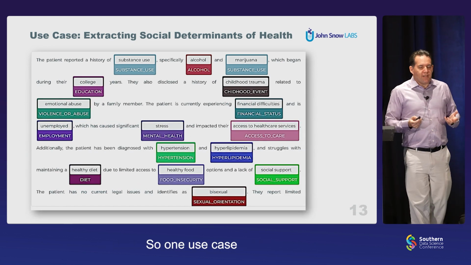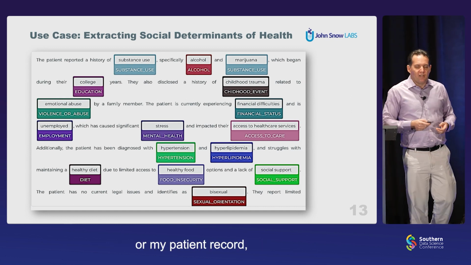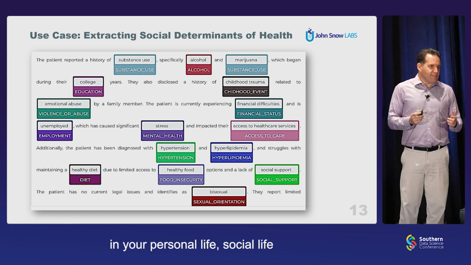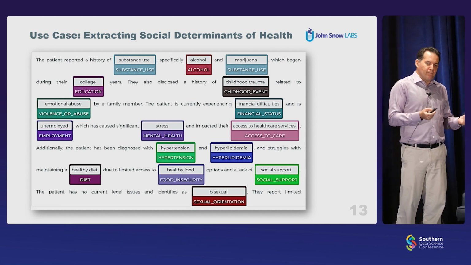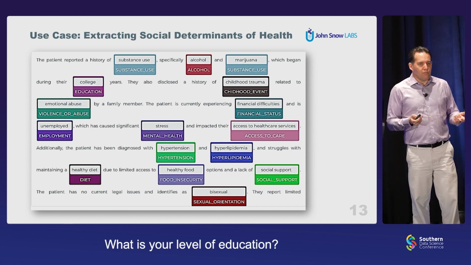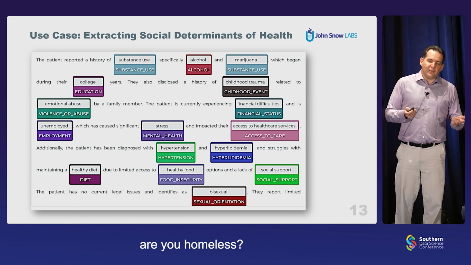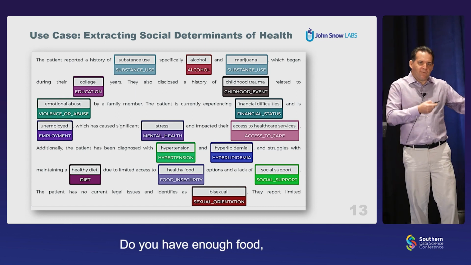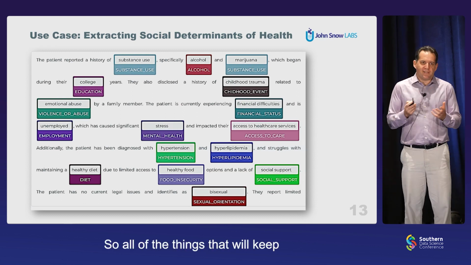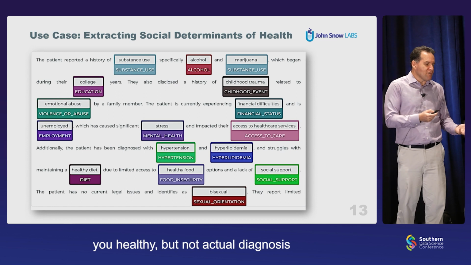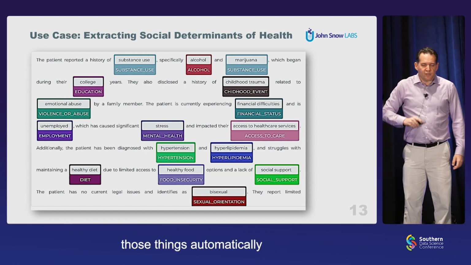So one use case is being able to extract what's called social determinants of health from a patient record. Social determinants of health are all the things in your personal and social life that impact how healthy you will be, how long you will live. So do you have health insurance? What is your level of education? How is your diet? Are you homeless? Do you have enough food? How is your sex life? All of the things that will keep you healthy, but are not actual diagnoses. And you want to be able to read a note and extract those things automatically.